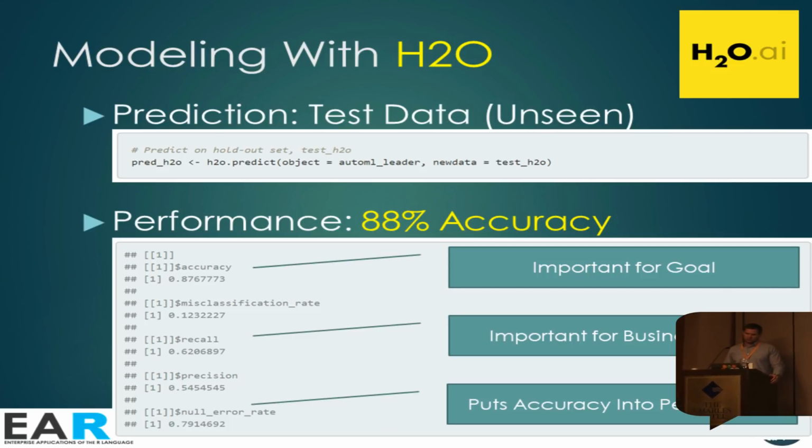Then what we did with it was we predicted on the test data set. Right out of the box, this thing was super accurate. So 88% accuracy. If you remember the goal, 85% accuracy was what IBM Watson had. We got 88% right out of the gate. Okay, so accuracy is cool for our goal, but for the business, what we really care about is recall. So we'll talk about that on the next slide.